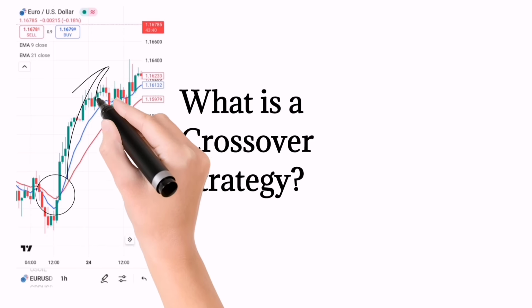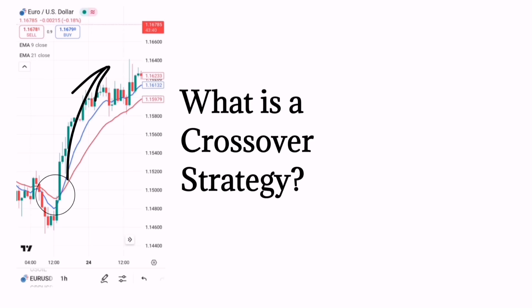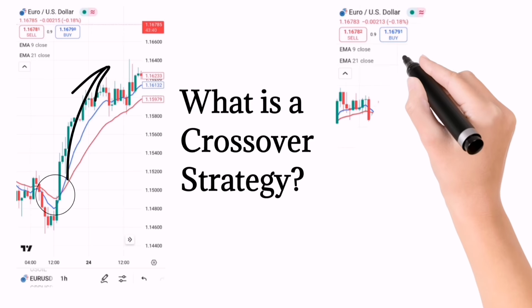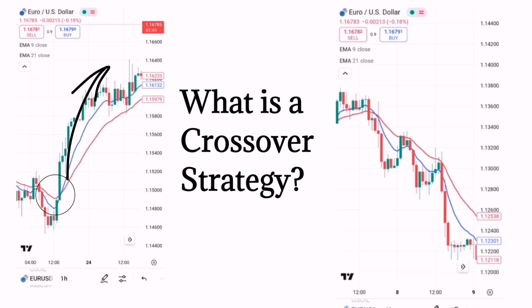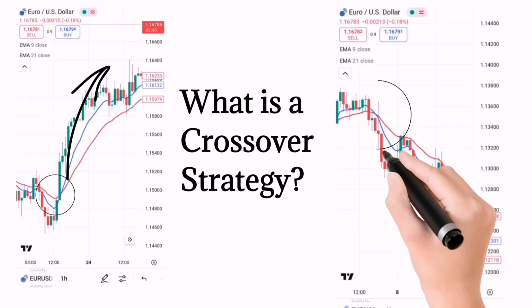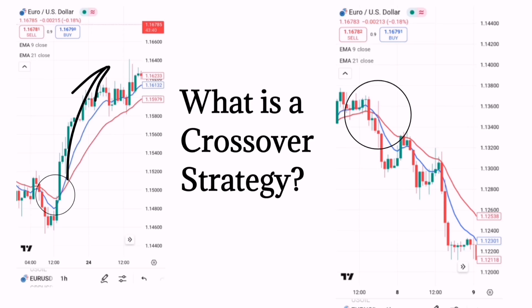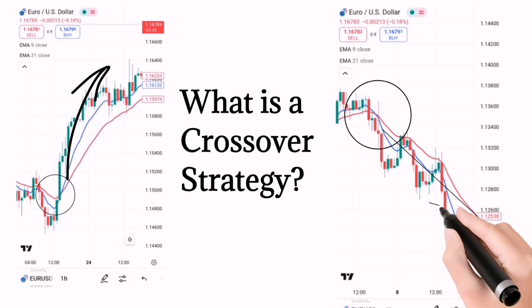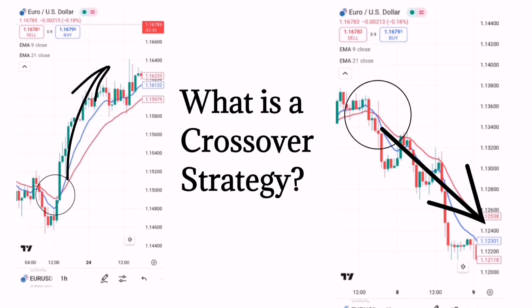Here's how it works. 9 EMA, the fast line, reacts quickly to price change. 21 EMA, the slow line, filters out short-term noise. When 9 EMA crosses above 21 EMA, a bullish trend starts. When 9 EMA crosses below 21 EMA, a bearish trend starts. This crossover tells you that momentum is shifting and it's time to prepare for a trade.